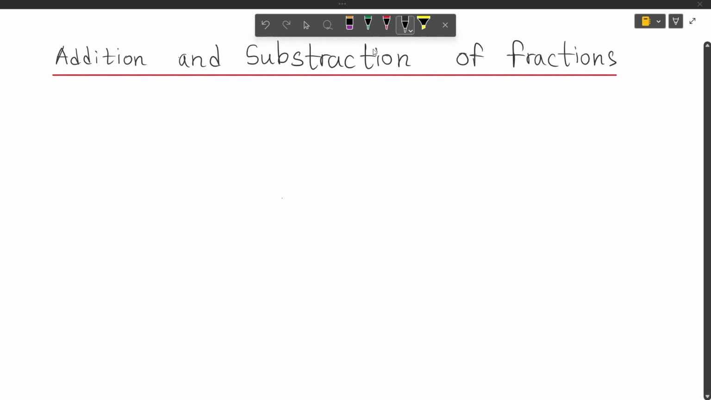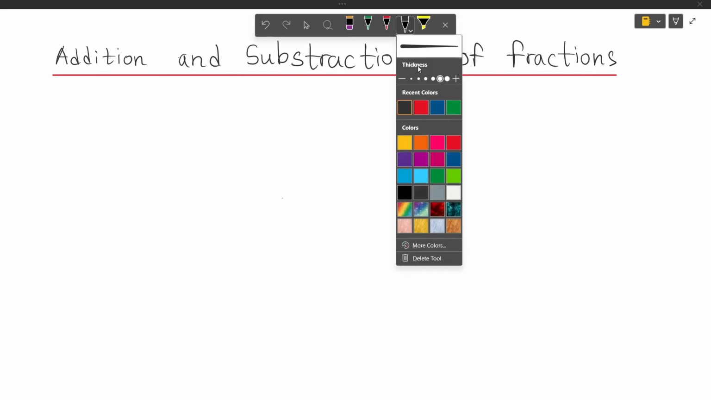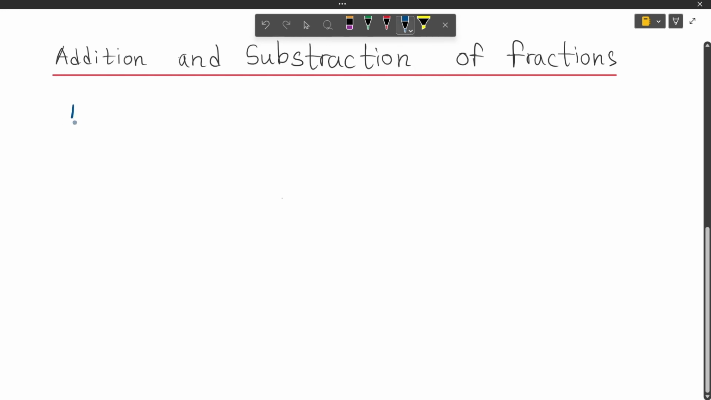Let's take two fractions. I get 1/2 and 1/3. We have to add these two.